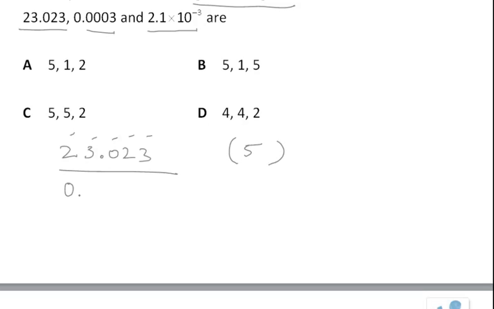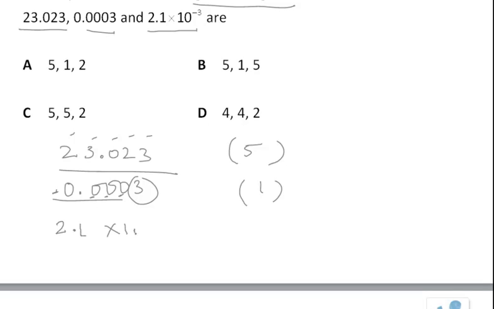In the case of 0.0003, the leading zeros or the zeros to the left of the first non-zero digit, they are insignificant. So this and this, they are not significant. Only 3 is significant, so you have one significant digit in this number.